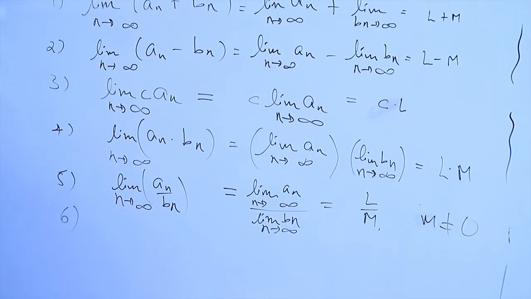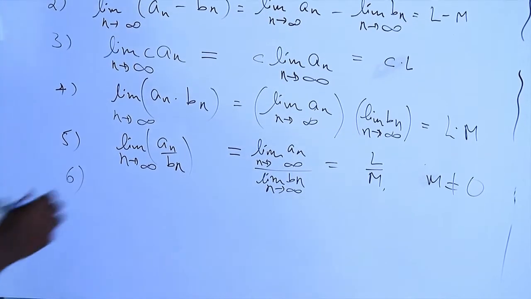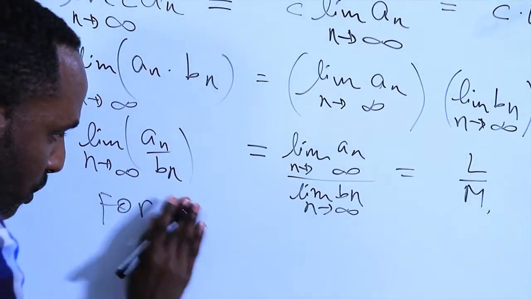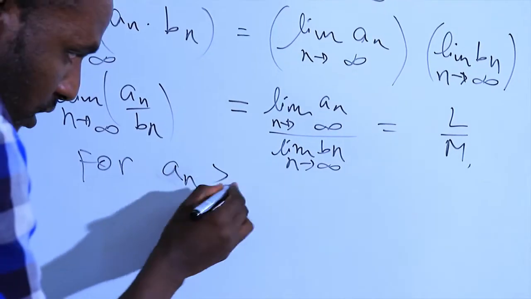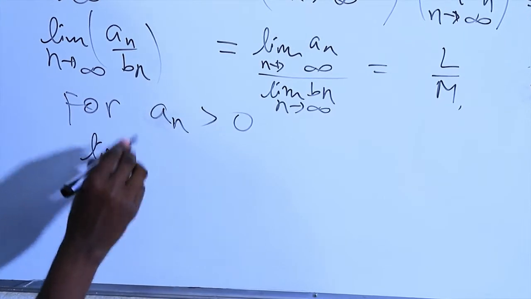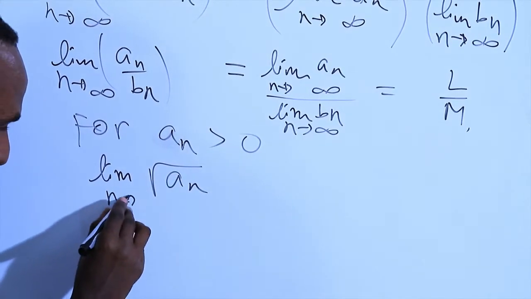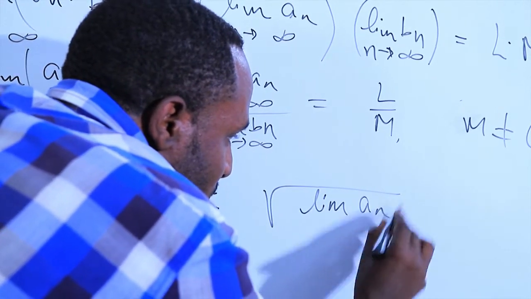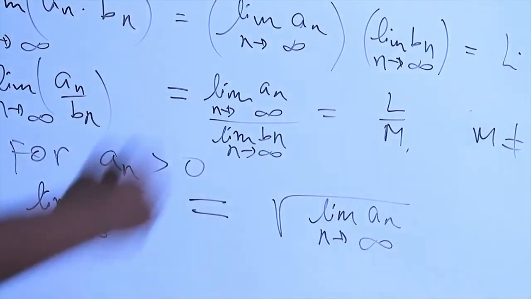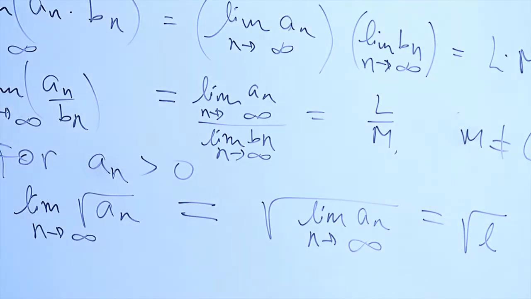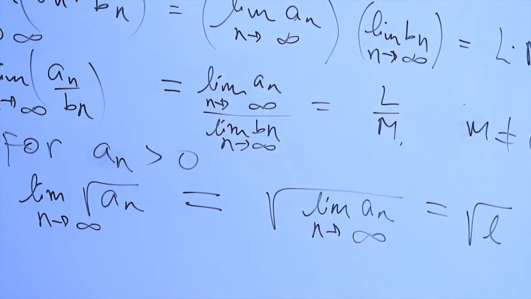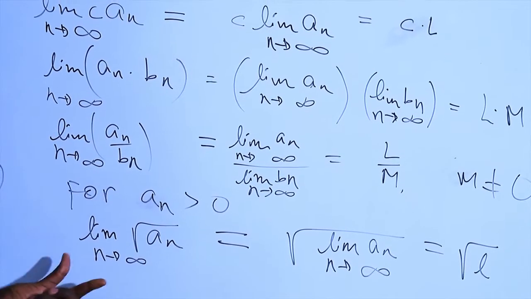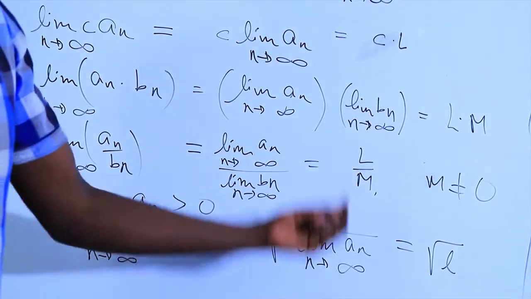Now when we come to the sixth property: for every an which is a positive number, that is, for every an greater than 0, the limit of the sequence square root of an as n approaches infinity is exactly equal to the square root of the limit of the sequence an as n approaches infinity, which is simply the square root of L. So if an is greater than 0, as n tends to infinity, the limit of the square root of an equals the square root of the limit of the sequence an.